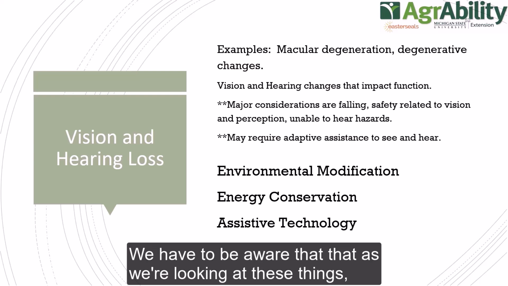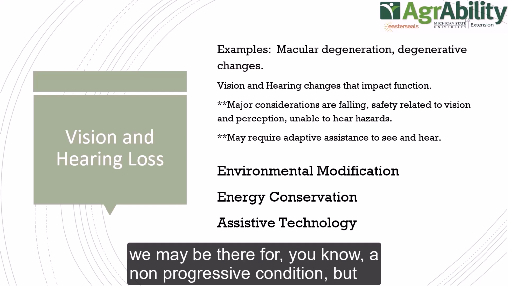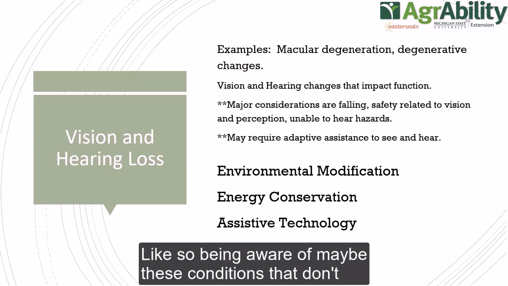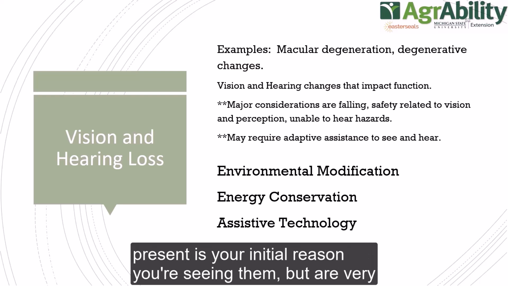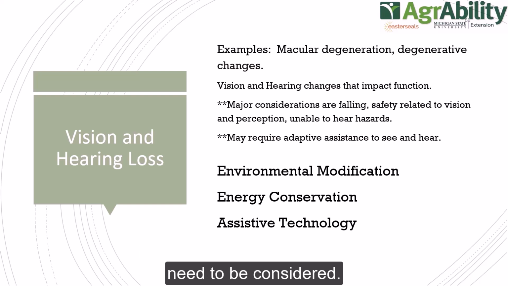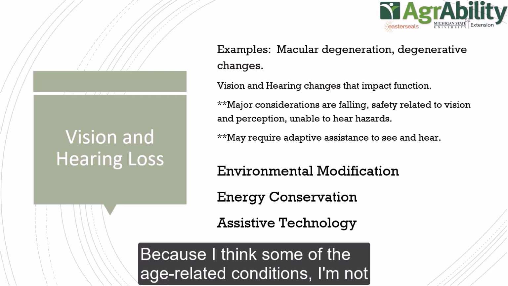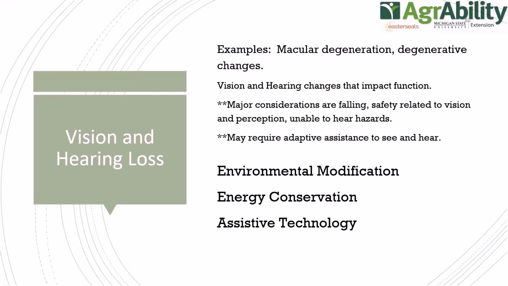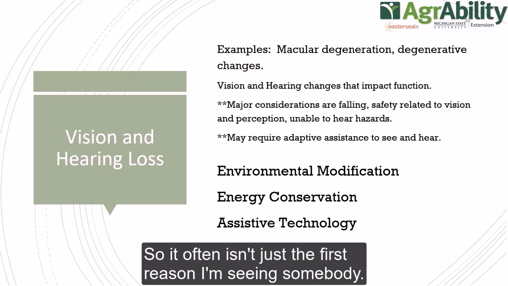We have to be aware that as we're looking at these things, we may be there for a non-progressive condition, but we realize, geez, he can't hear me, right? So being aware of maybe these conditions that don't present as your initial reason you're seeing them, but are very critical to how you're going to implement your assistive tech, need to be considered, because I think some of the age-related conditions, I'm not sure Ned will speak to some of this, but we come across them as a layered condition so often. So it often isn't just the first reason I'm seeing somebody.